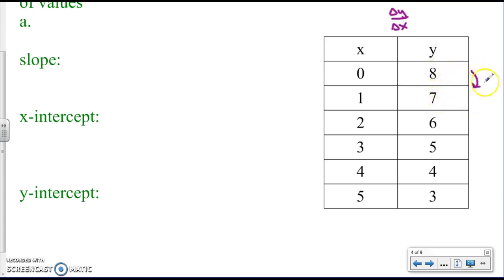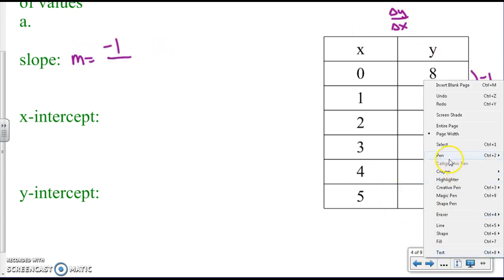To go from 8 to 7, I subtract 1. To go from 7 to 6, I subtract 1. From 6 to 5, I subtract 1. From 5 to 4, I subtract 1. And from 4 to 3, I subtract 1. So if I do 8 minus 1, I get 7. 7 minus 1, I get 6. 6 minus 1, I get 5. 5 minus 1, I get 4. 4 minus 1, I get 3. Okay? So that number there, since they're all the same, gives us our change in y. So change in y is negative 1.